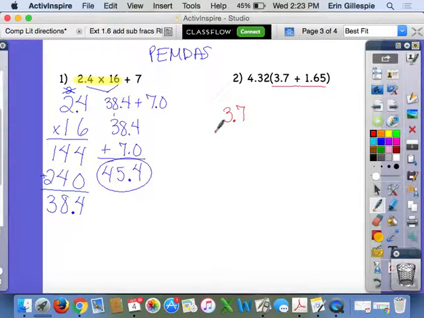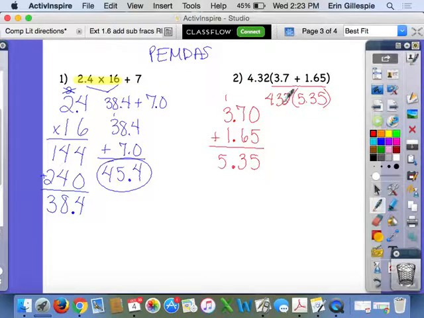So 3.7 plus 1.65. The decimals are lined up, but what goes here? Remember, you can fill that in with a placeholder 0, and now we can add. Bring those decimals down. So these two numbers add up to 5 and 35 hundredths. I'm still going to keep the parentheses because there was a number right next to it.